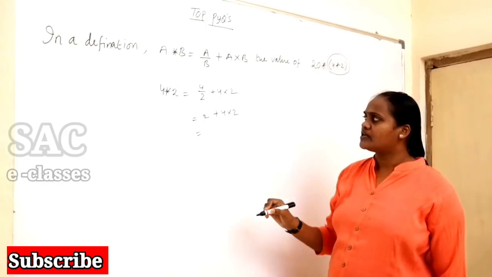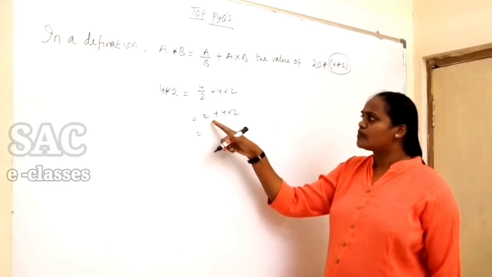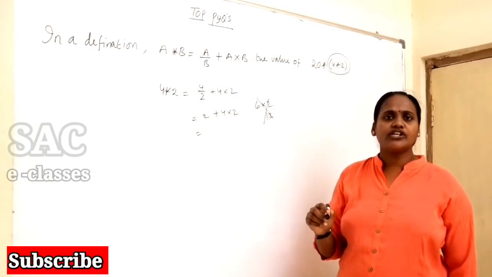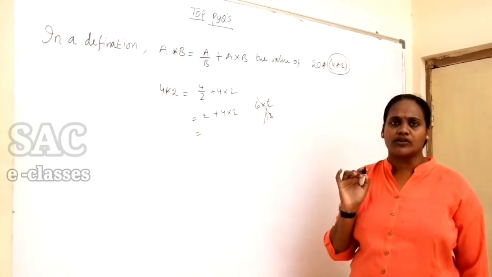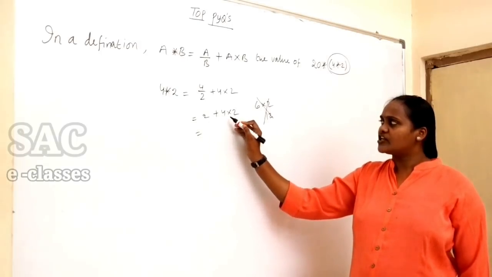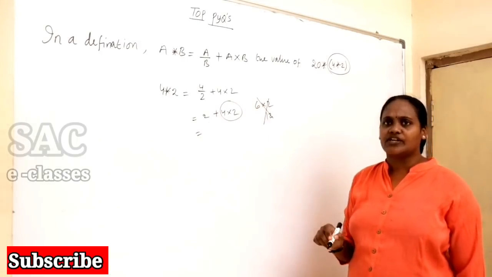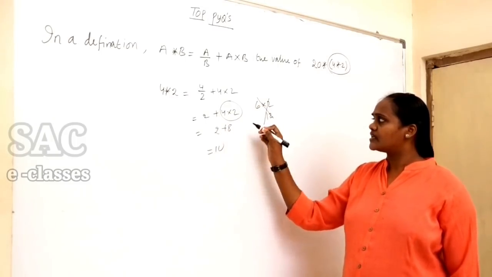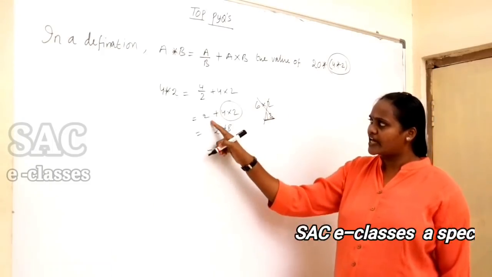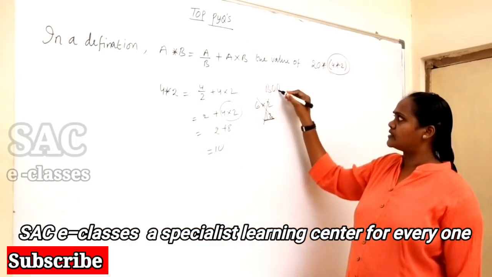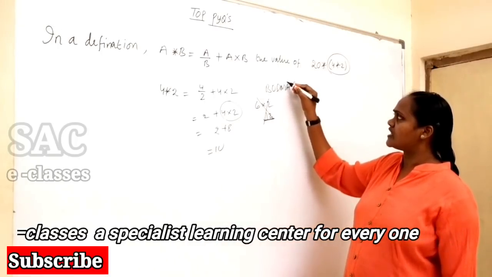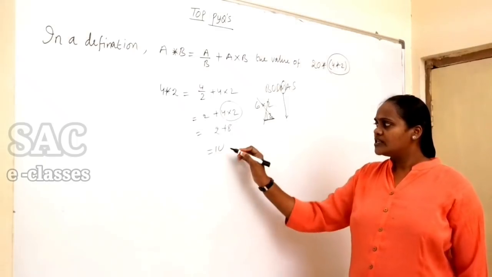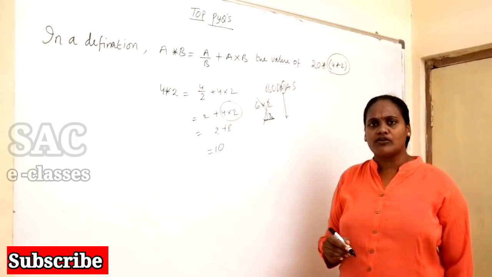But remember, we should not add first. 2 plus 4 is 6, 6 into 2 is 12, we should not write that. The reason is we should follow the BODMAS rule. That means multiplication is to be done first, then addition. 4 twos are 8, 2 plus 8 is 10. 12 is the wrong one. We should give preference first to multiplication, then addition. Is the problem completed? No.